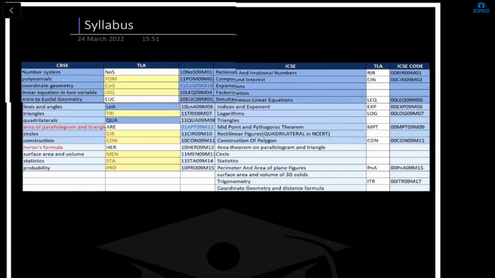Okay, similarity of triangles we have covered, but the basic triangles: how the triangles are there, the different types of triangles, and what the different properties are that can be used in a triangle. So all those things should be covered. We will be covering all the chapters mentioned here in your syllabus section. I'll be covering all of them.